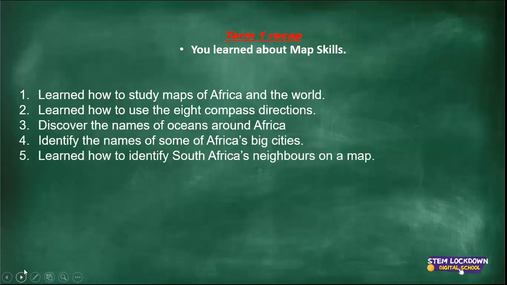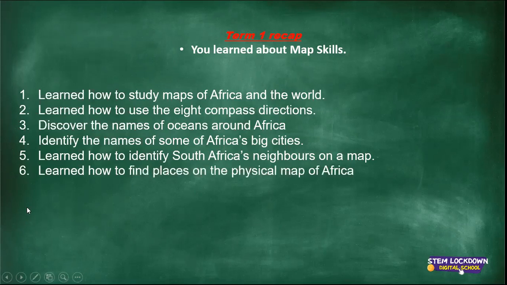We've also learned how to identify South Africa's neighbors on the map. Just like you also have neighbors in your house, people who are staying around the place, you call them neighbors. So even South Africa also has neighboring countries. You have learned that we have neighboring countries such as Lesotho, Swaziland, Mozambique, Zimbabwe, Botswana, and Namibia.